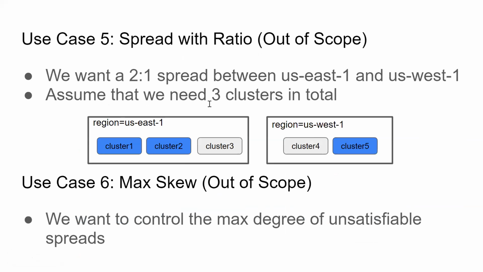Use case 5 and 6 are out of scope of this proposal. Use case 5 is about the spread with ratio. Let's consider a scenario where the requests to our workload differ in different physical regions, we may want to put more workload on region A and less on region B. The example here illustrates a 2-to-1 ratio for US East 1 and US West 1.